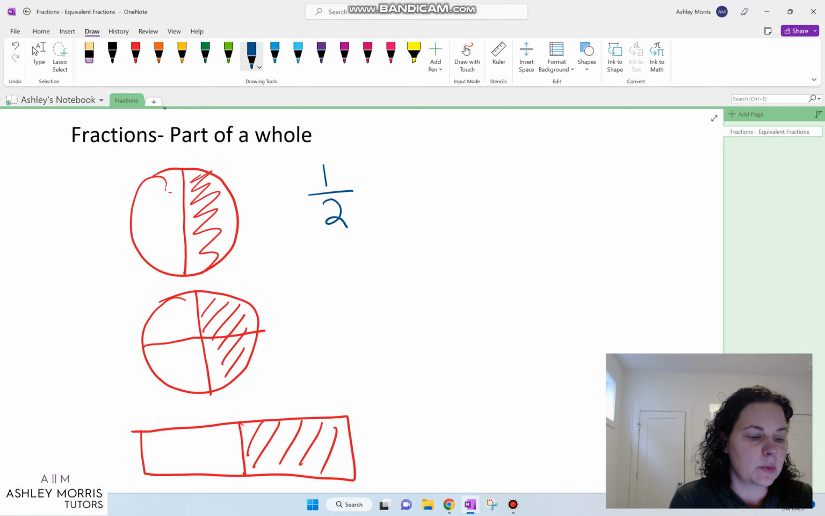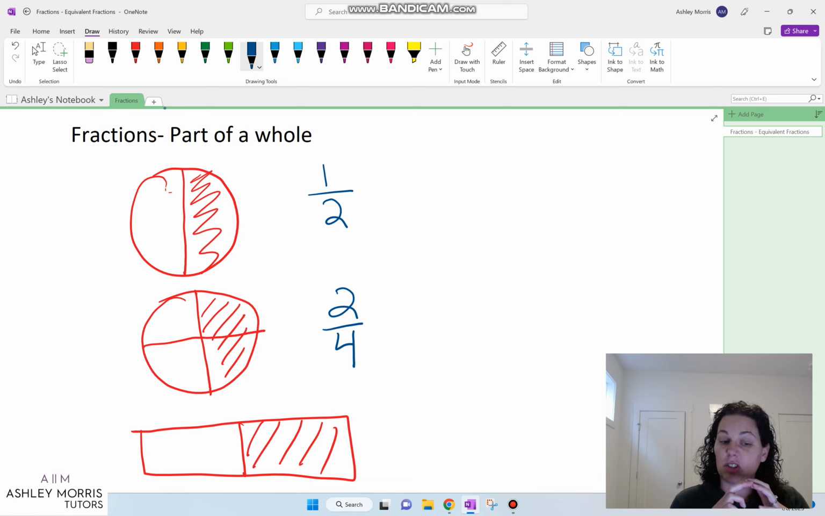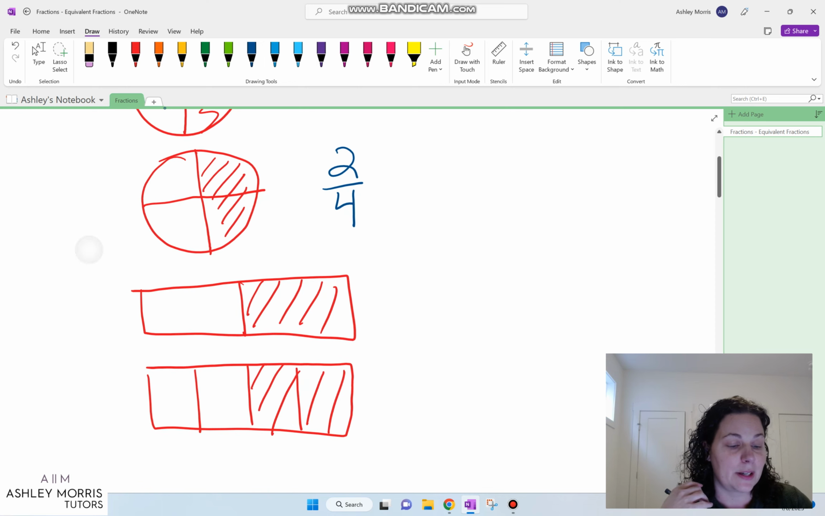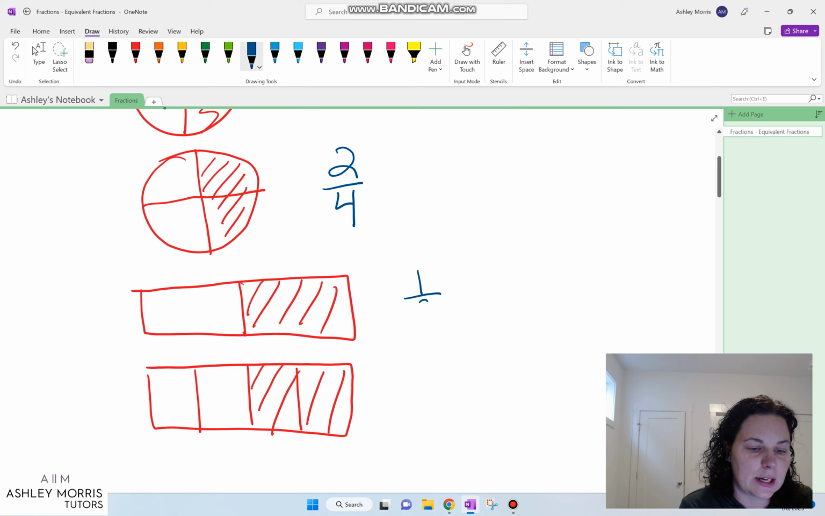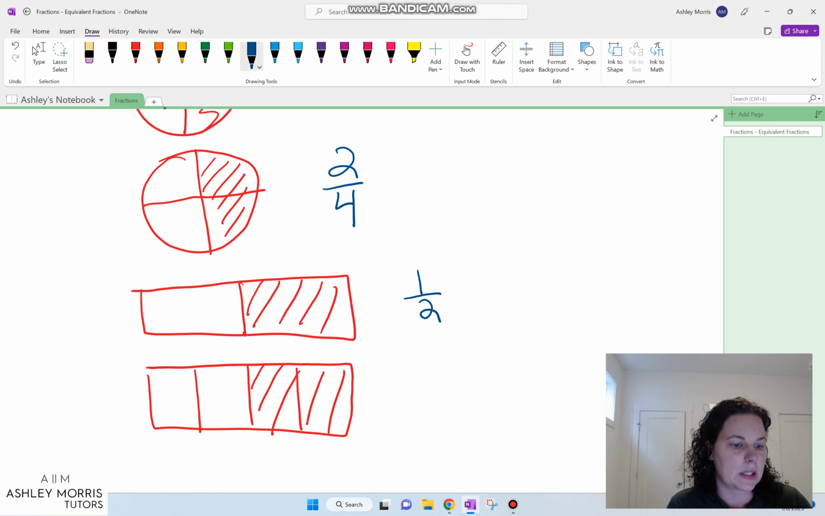If we look at the next one, we've got two pieces that are shaded out of 4. So that's what it looks like if you do it as a circle. We have 4 equal pieces and we shaded 2 in that second picture. In the top picture, we had 2 equal pieces and we shaded one of them. That's if you do it as a pie. If you want to do it as like a Snickers bar, we have 1 piece shaded out of 2 equal pieces. And then the next one is 2 shaded out of 4 equal pieces.